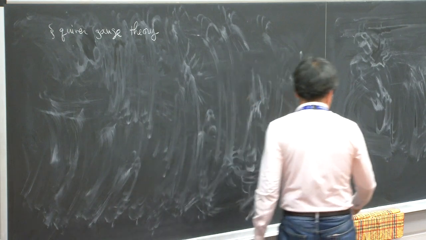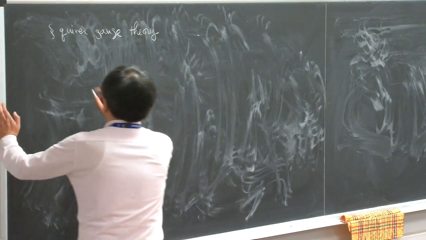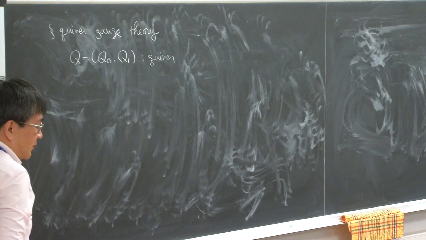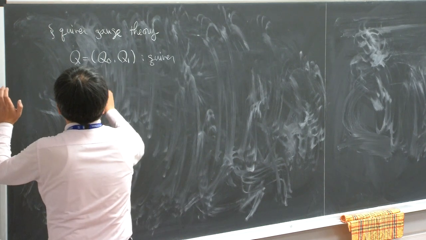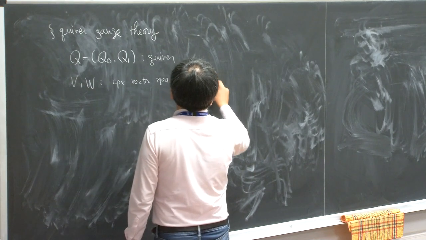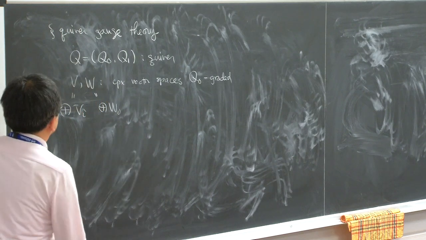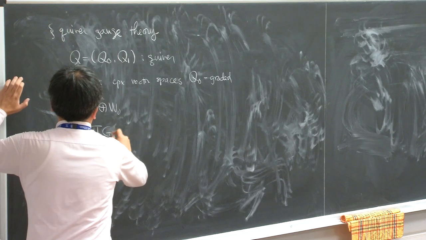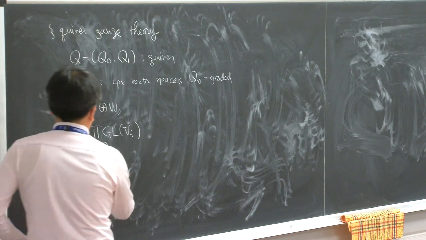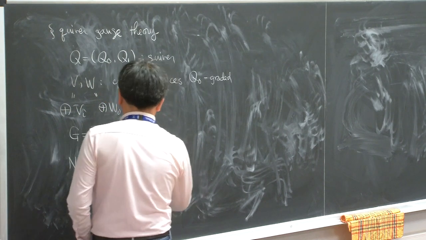If you are familiar with the definition of quiver varieties, then a quiver variety is a Higgs branch of quiver gauge theory. So the starting point is very similar to the definition of quiver varieties. So (Q0, Q1) is a quiver. Q0 is a set of vertices, and Q1 is a set of arrows. And I take two vector spaces V, W, finite dimensional complex vector spaces, Q0-graded. So V is the direct sum of V_i and W is the direct sum of W_i. Then I take G to be the product of GL(V_i). And N is the space of framed representations. That is just the linear space of Hom(V_out(h), V_in(h)) plus Hom(W_i, V_i), where h runs over arrows.